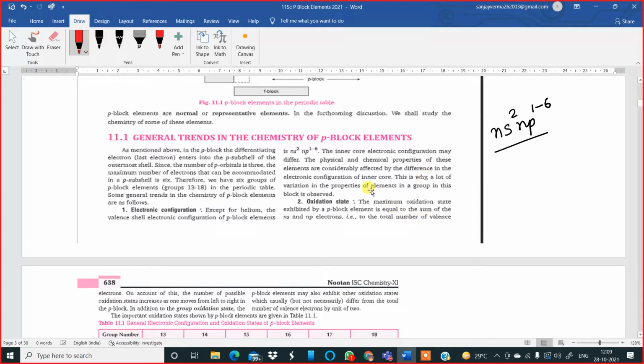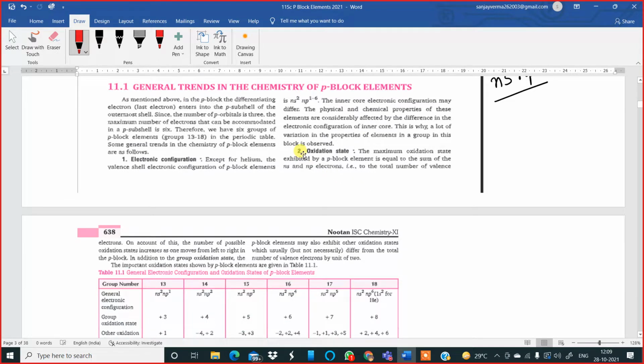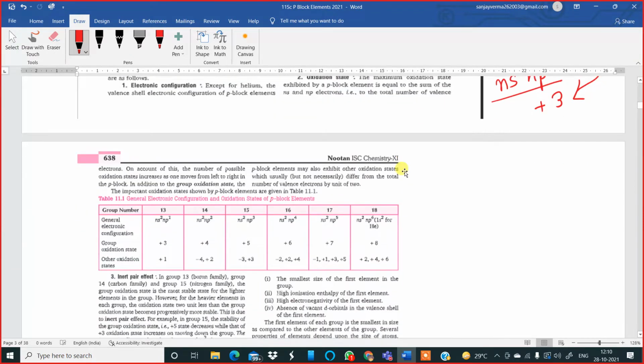Now, after the electronic configuration, moving down to the oxidation state. The maximum oxidation state exhibited by a p block element is equal to the sum of the ns and np electrons. So, if there are 2 electrons in the s orbital and 1 electron in the p orbital, then the oxidation state becomes +3. That means we add 2 plus 1, which comes to +3. That is the total number of valence electrons.